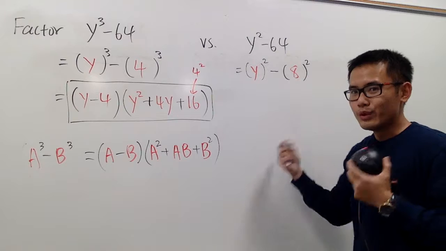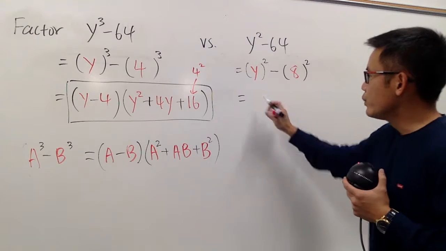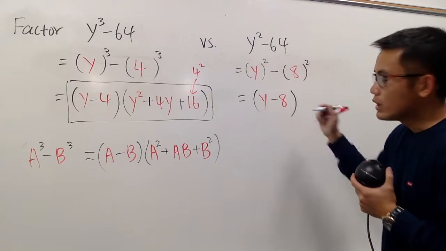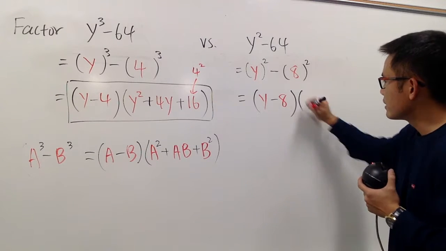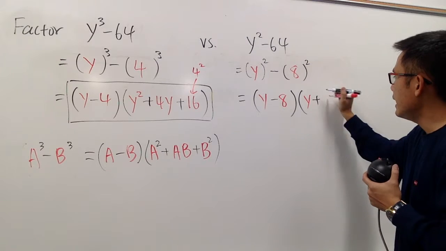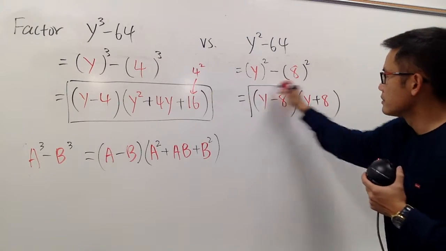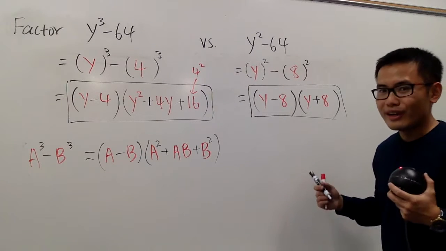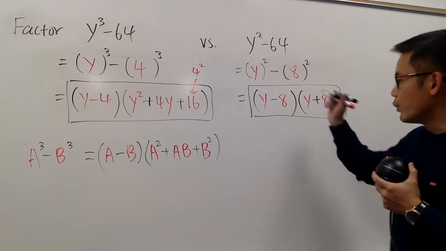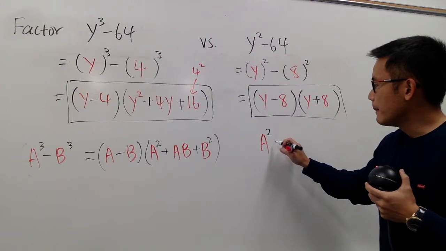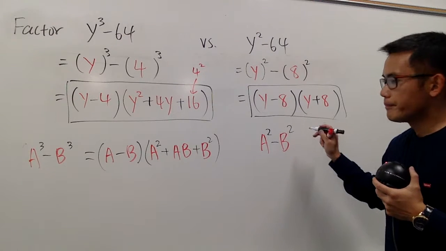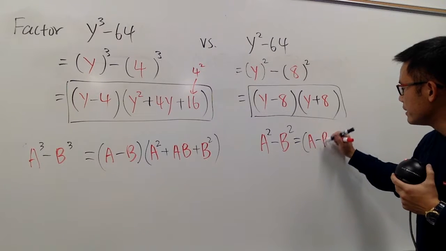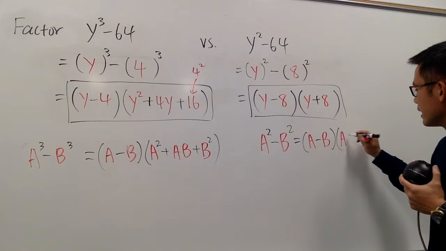And to factor this, we have to do the following. This is equal to y minus 8. Let me just put that down. And we multiply by the other parentheses, the other factor is just y plus 8. And this right here is the answer for that. And to factor the difference of 2 squares, let me put down the formula for you guys. We will have a squared minus b squared. This is just equal to a minus b times a plus b.